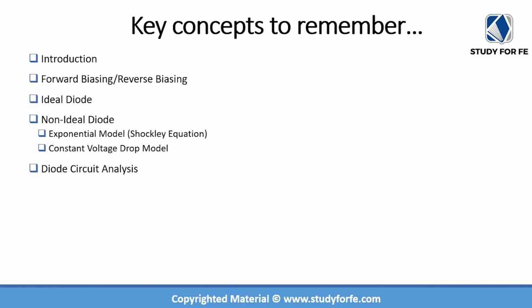In this section, we introduced diodes. We looked at their forward biasing and reverse biasing. A junction diode is simply a PN junction. We reviewed the ideal diode and the non-ideal diode. So there's a constant voltage drop model and there's an exponential model which is underlined by Shockley's equation. And then we did a few practice problems involving diode circuit analysis.